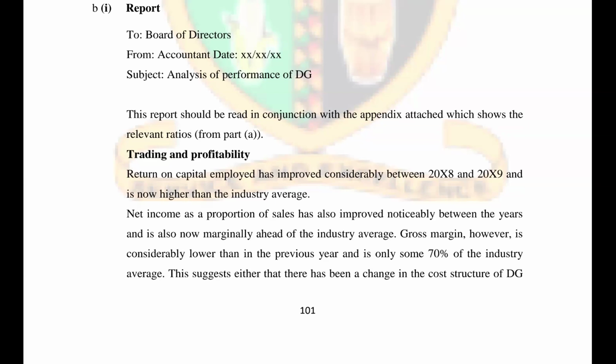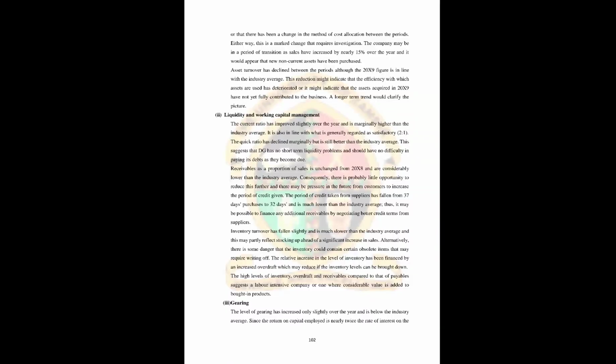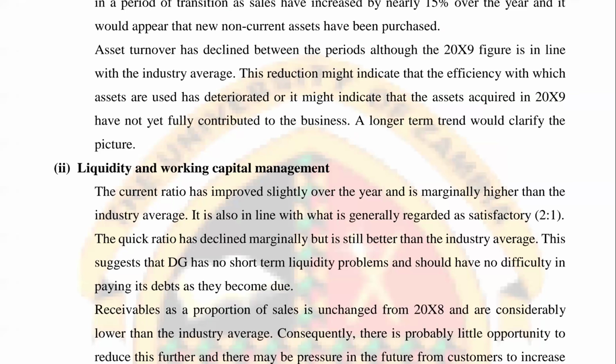And then the net income as a percentage of sales has improved noticeably between the two years. And it is actually also ahead of the industry average. The gross margin, however, is lower than the previous year, and it is also lower compared to the industry. So you just pick the ratio, comment on the ratio, just like that.